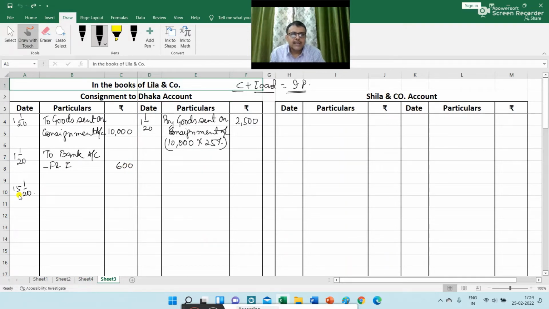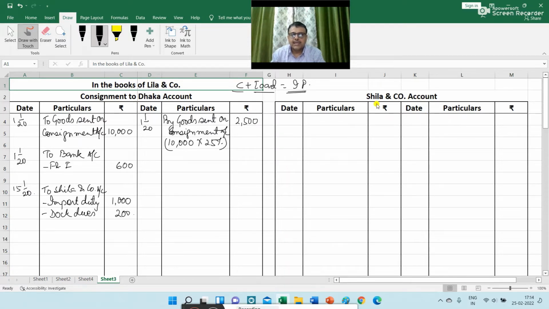Now it is said that on 15th January, the goods were received by Sheela and Company and they have paid some amount towards import duty and dock dues. So I am writing here: consignment to Dhaka account debit to Sheela and Company account, and the amount that has been paid is for import duty Rs 1,000 and dock dues Rs 200. And on the same date, 4,000 has been remitted by Sheela and Company as an advance to the consignor.